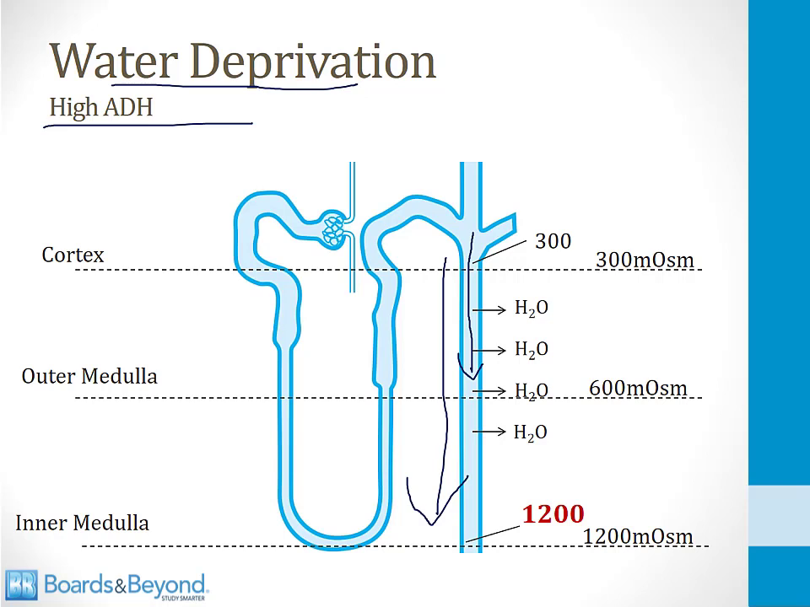So that fluid osmolarity will rise to 600 in the outer medulla and to 1200 in the inner medulla. As a result, you will excrete very concentrated urine with an osmolarity of 1200 milliosms, and that's appropriate. You don't want to excrete much free water. You want to excrete mostly just solutes and hang on to all the free water you can. And that's what happens in water deprivation when ADH levels are high.